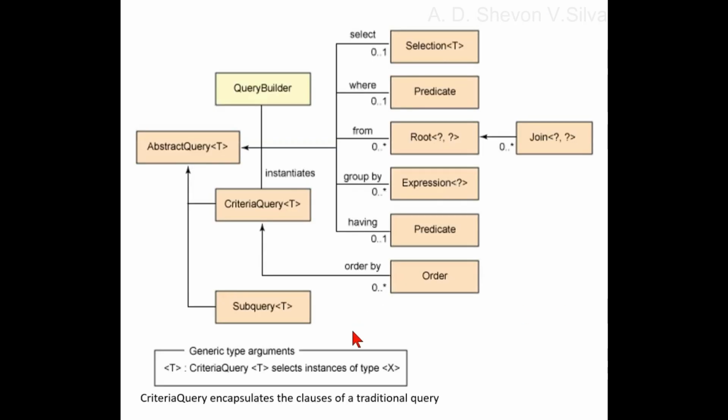Here you can see generic type arguments: T in CriteriaQuery<T> select the instance of type X in this graph here.